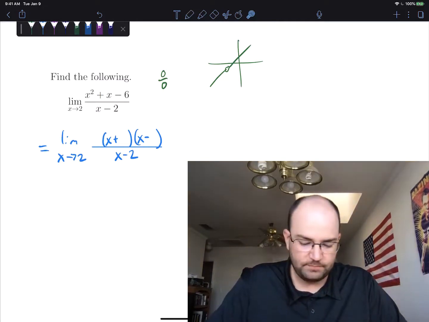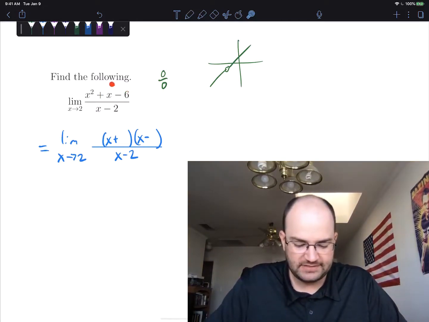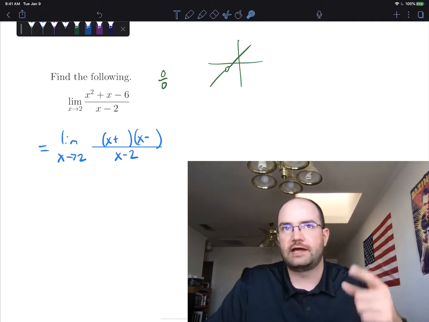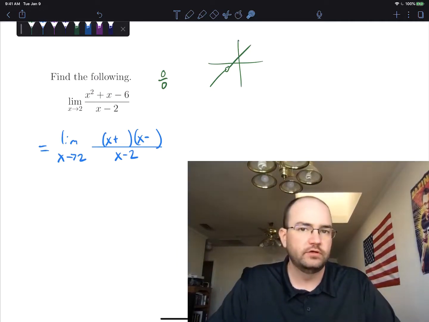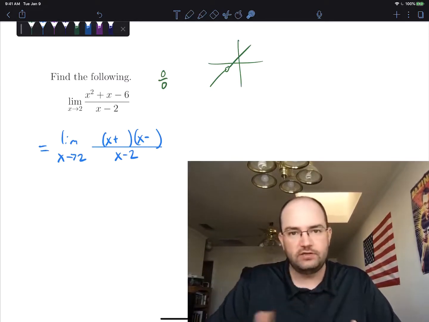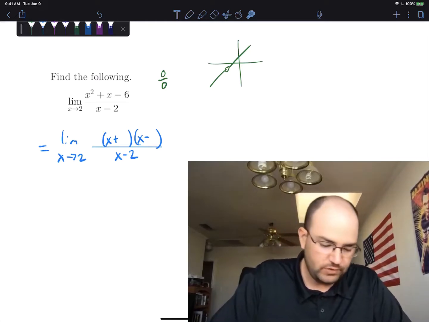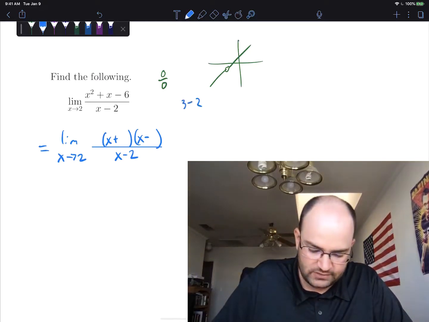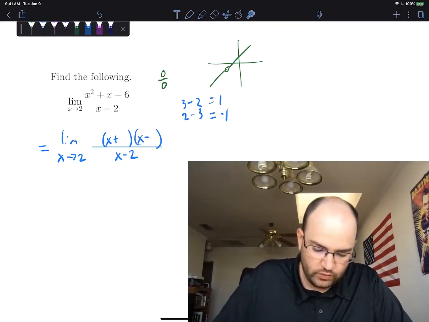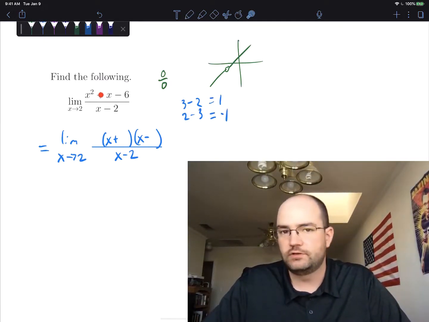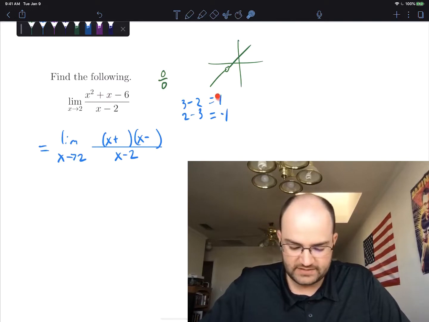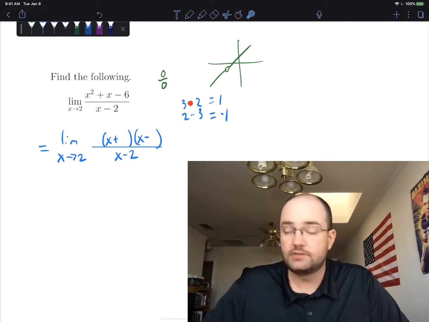Now ask yourself what multiplies to 6 and has a difference of 1. In other words, what are the factors of 6 that subtract to give you 1? Well, that's 3 and 2, either 3 minus 2 or 2 minus 3, but it's going to have a difference of 1. Between those two, which one gives you a positive 1? Well, the positive 1 is right here, so the 3 needs to be positive and the 2 needs to be negative.